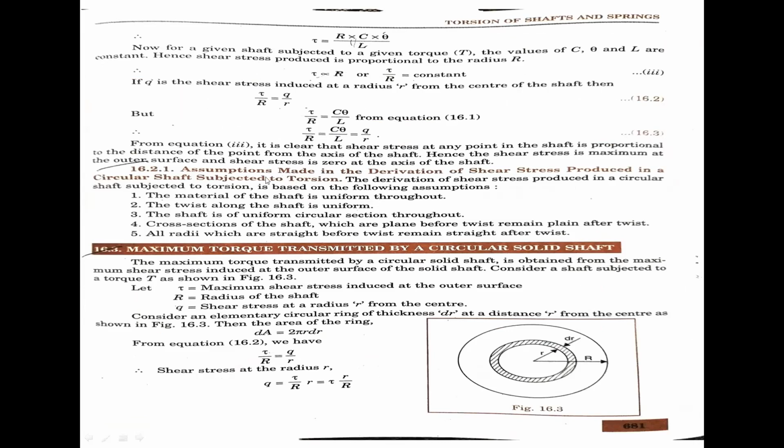We also discussed the assumptions to take for the circular shaft equation for shear stress and the maximum torque transmitted by the solid circular shaft, and explained this derivation part. We integrated this equation to get the total turning moment, or total torque, pi by 16 tau d cube. This is equation 16.4. Next class I will explain example problems for this derivation part.